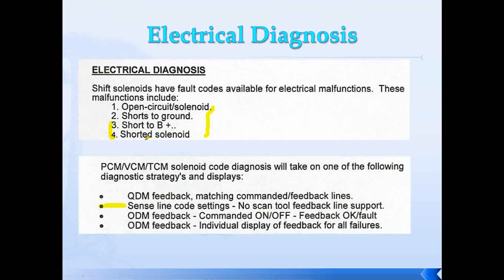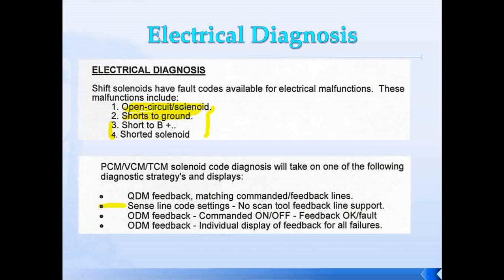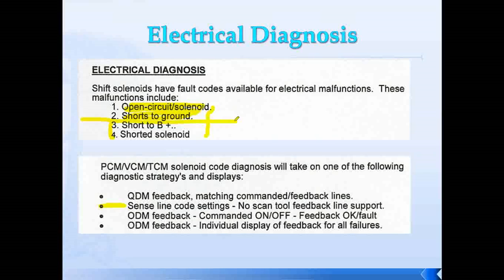If the code set when the solenoid was turned in the off position, then that means you have either an open solenoid or circuit itself or a short to ground in that solenoid or circuit. So that's how we separate these failure items on a vehicle that does not have feedback line support. They are the toughest ones to work with, but again, once you get used to doing this, you're talking about less than a minute to diagnose the car.